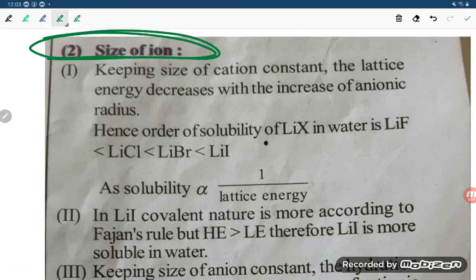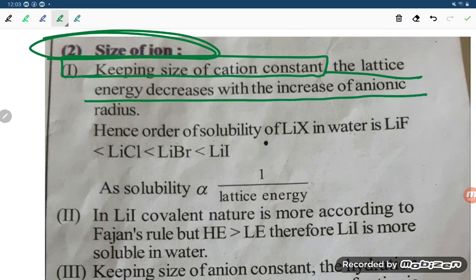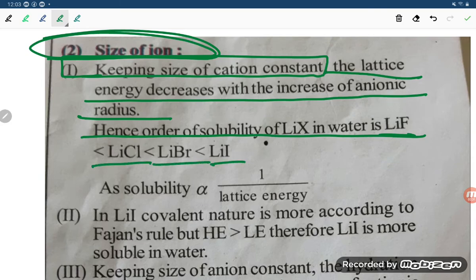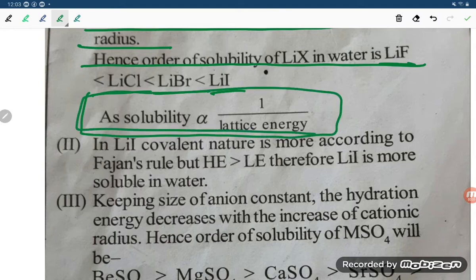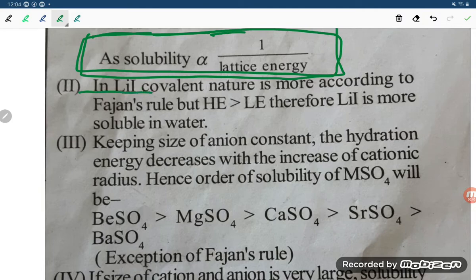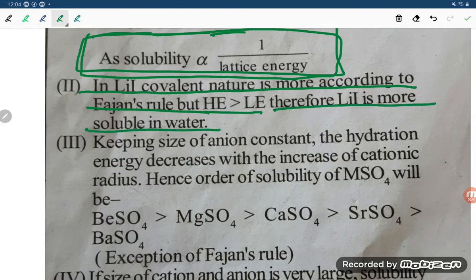Size of ion. Not cation, it's size of ion. Keeping the size of cation constant, the lattice energy decreases with the increase in ionic radius. So ionic radius increases means lattice energy will decrease because the covalent character is increasing. So hence the order of solubility of LiX in water is LiF, LiCl, LiBr and LiI. Next, as the solubility is inversely proportional to lattice energy, in LiI the covalent nature is more according to Fajan's rule. Therefore, LiI is more soluble in water.